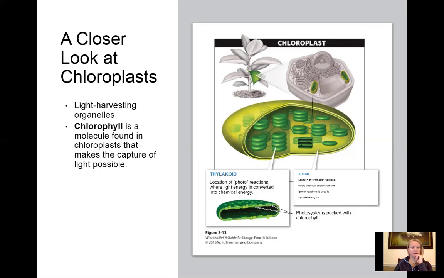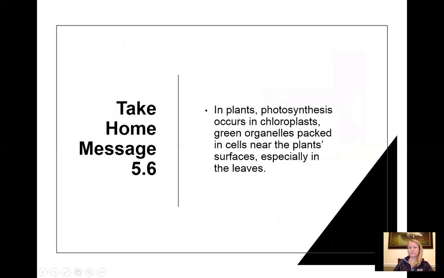Chlorophyll in the chloroplast is a molecule that's able to chemically react with the light. But this here says stroma. That's kind of like the in-between part. It says the location of synthesis reactions. We'll look at that a little closer later, where the chemical energy from the photoreaction is used to synthesize sugars. So the photo part takes place in the thylakoid, and the synthesis part takes place in the stroma.